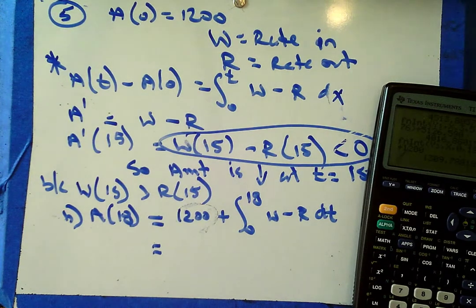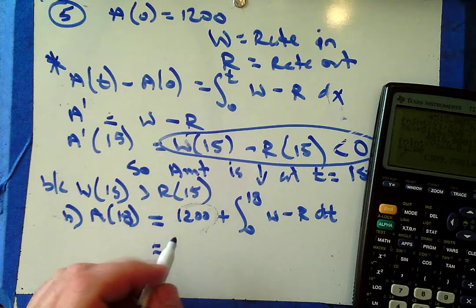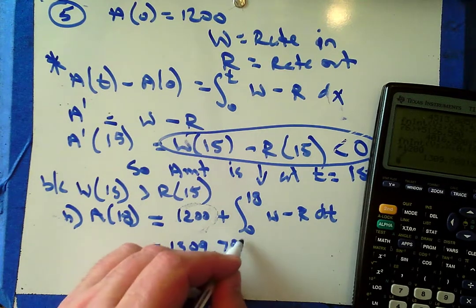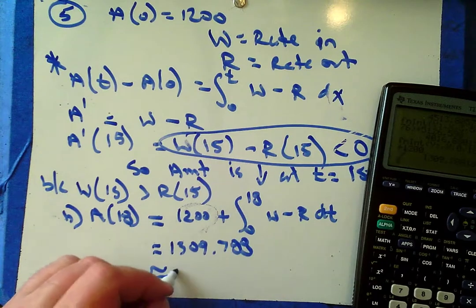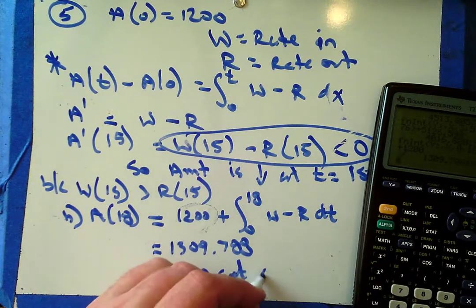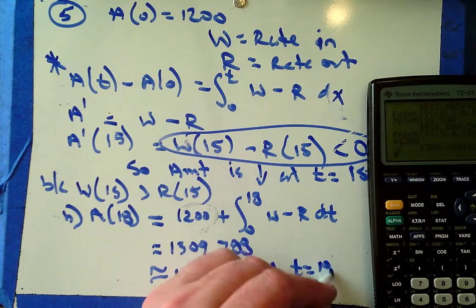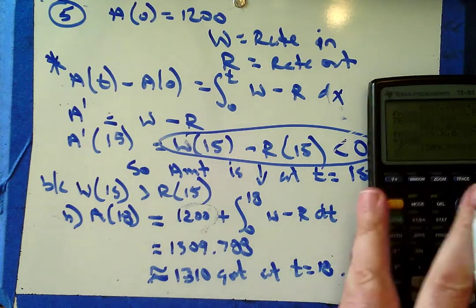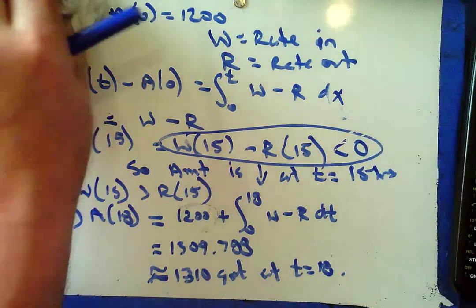I get 1309.788, and they say here to the nearest whole number. So 1309.788 is approximately 1310 gallons at t equals 18. Okay, that's part B. Let's take a look at part C.